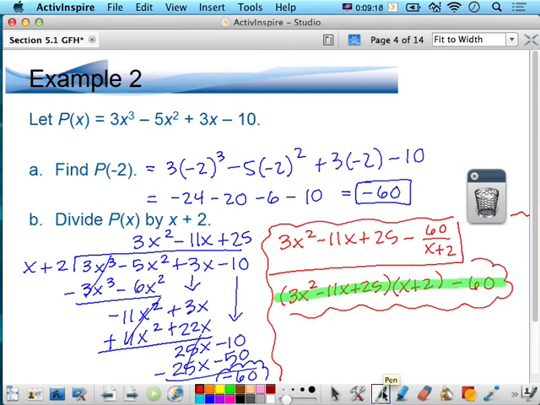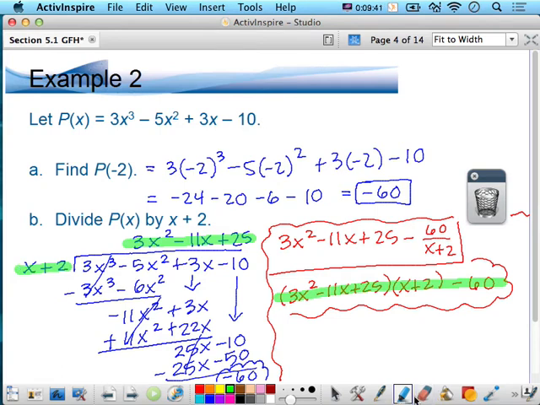You would multiply this quotient by this divisor, and then you would add the remainder to it. That's how you check any division problem, is the quotient times the divisor plus the remainder. So it is a legitimate way of checking the problem. It's just not typically how we write the answer.